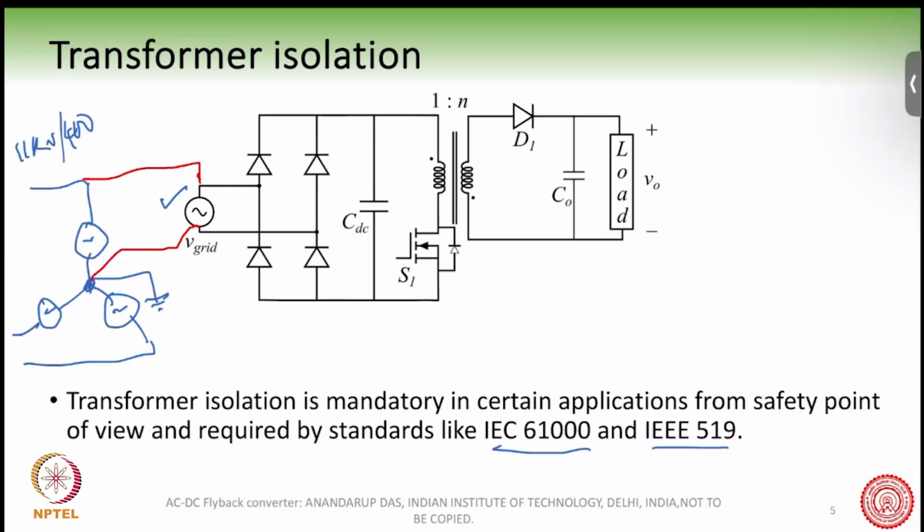Now, how can a transformer give safety to the consumer, or the user of this electronic item? Suppose you are a user, so let me draw a user here, who is going to use the load. This is a flyback converter. I'm showing you the total flyback converter. We are just focusing on the isolation part at first. We'll understand the converter operation sometime later, but I'm just trying to focus on the isolation part.